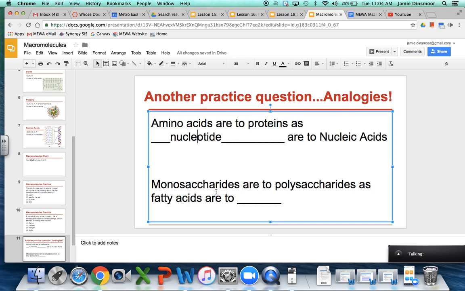All right, monosaccharides are to polysaccharides as fatty acids are to... So again, monosaccharides are building blocks of polysaccharides. So fatty acids are building blocks of lipids. Pretty hard stuff there. All right, hopefully you got that. Just a little bit of a different way to think about these terms and get used to using them.